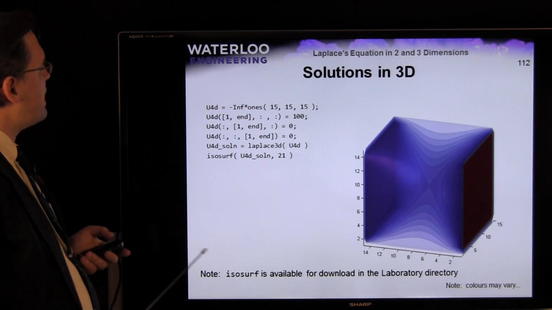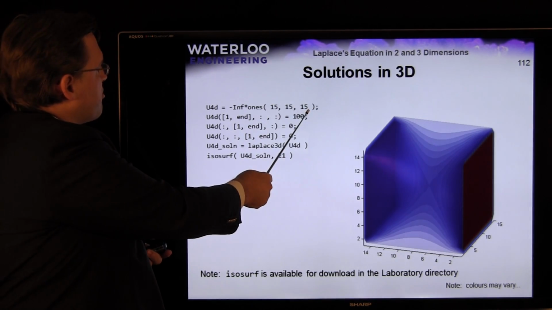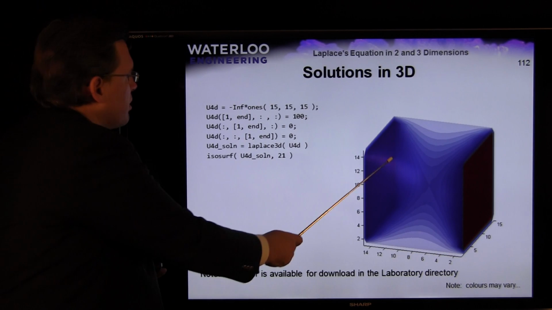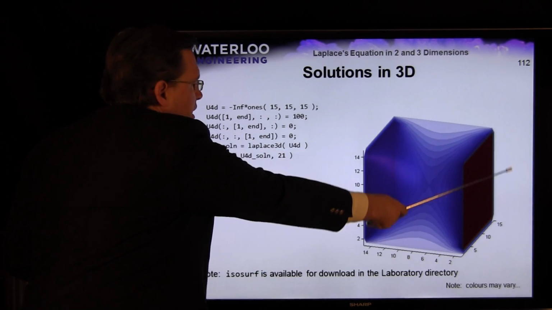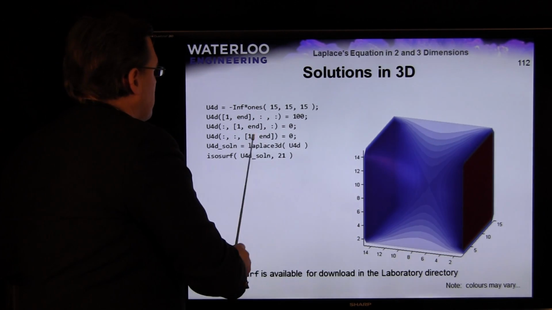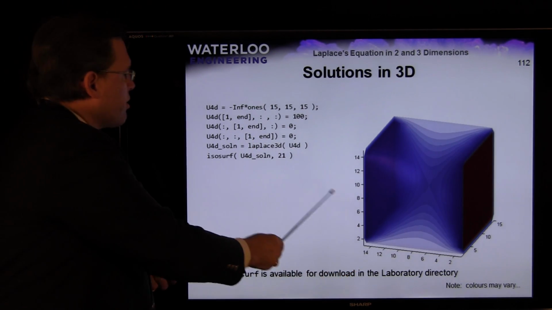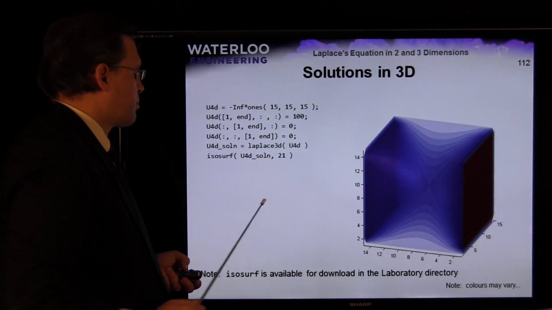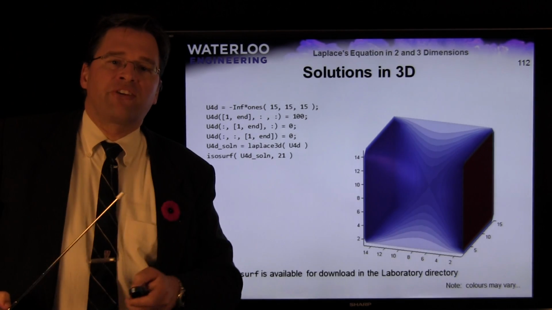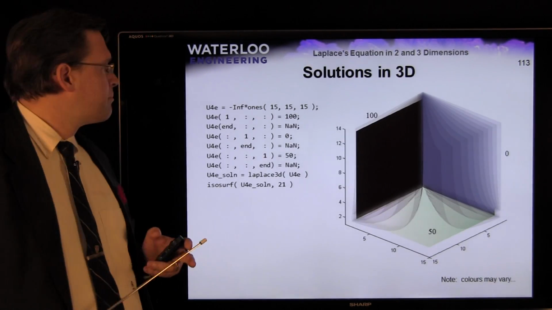Same thing here. You will be able to do the following. Create a 15 by 15 by 15 array, a 3D array. One side is 100, the other side is 100. These two ends are at 0. These two ends are at 0. Once you finish calling, you should get something that looks approximately like that. Now, isosurf is available for download from the lab directory.